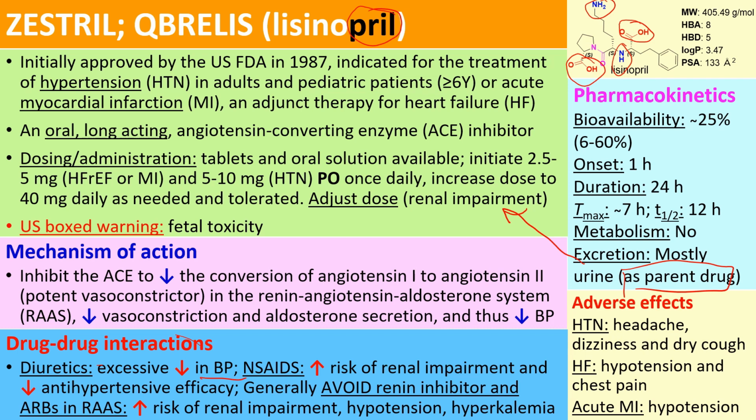Adverse effects related to hypertension: headache, dizziness, and dry cough. For heart failure: hypotension. And chest pain related to acute MI: hypotension. So those are the most common adverse effects related to lisinopril.